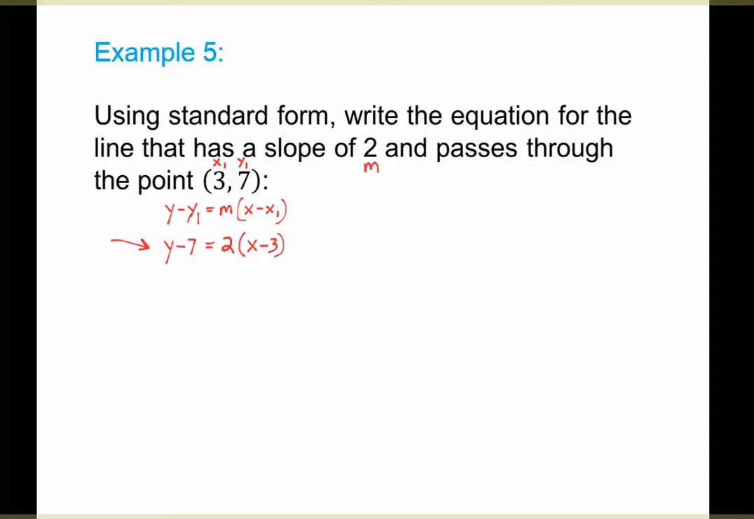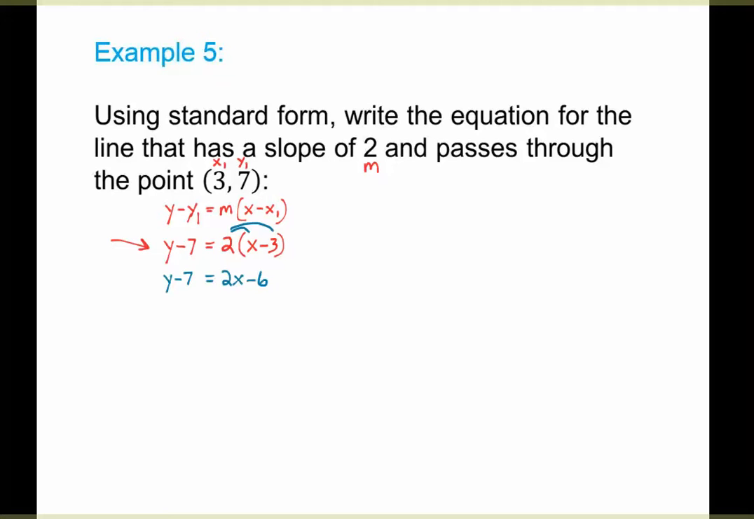What is your gut telling you? Well, I could distribute this 2, right? Okay, so let's see what happens when I distribute that 2. I'm keeping things equivalent, just writing it a different way. You get y minus 7 equals 2 times x is 2x, and 2 times negative 3 is negative 6.